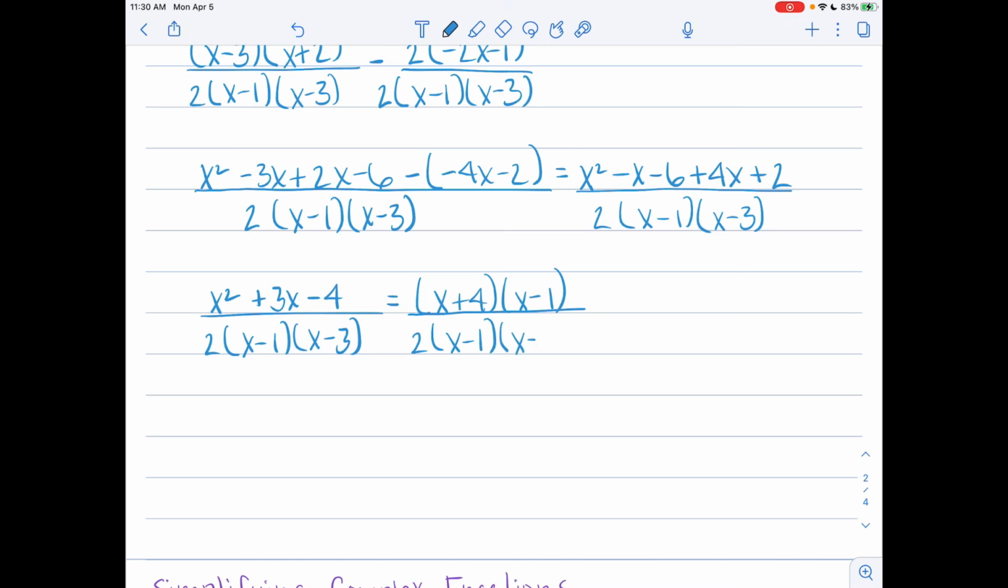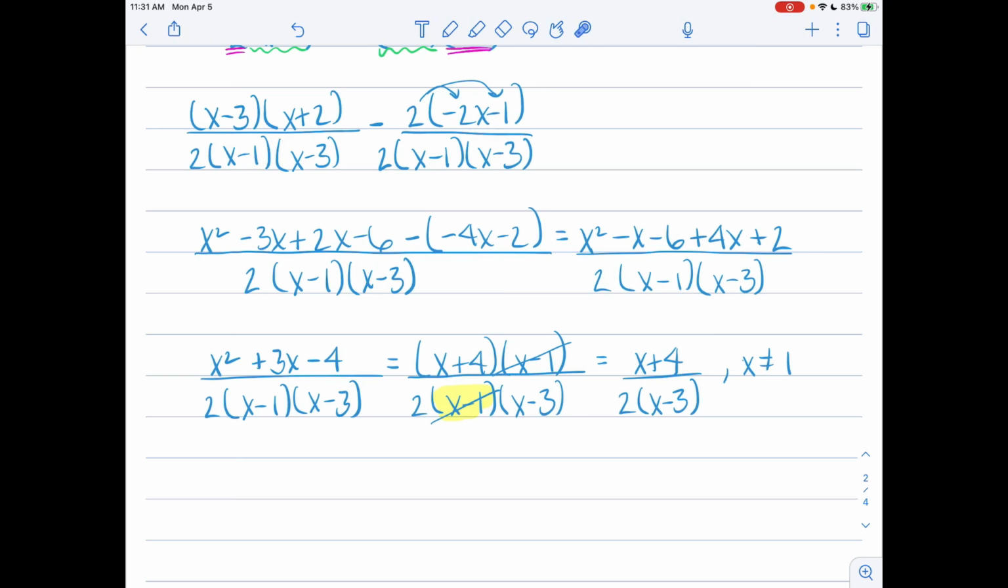Now we'll use our skills from last time when we learned to simplify. And I see an x minus 1 in each of these. Don't forget to highlight this. We need to take care of it as a value that we will not be able to use. So x plus 4 over 2 times x minus 3. And then we need to say that our excluded value is that x cannot equal 1 because x minus 1 can't equal 0.